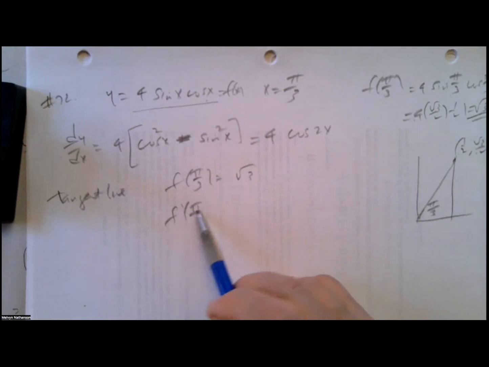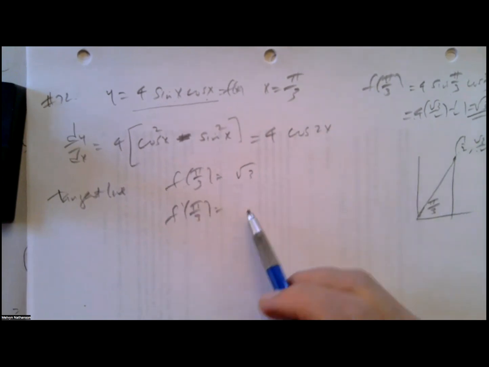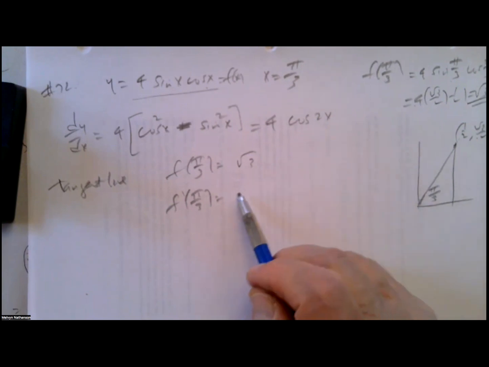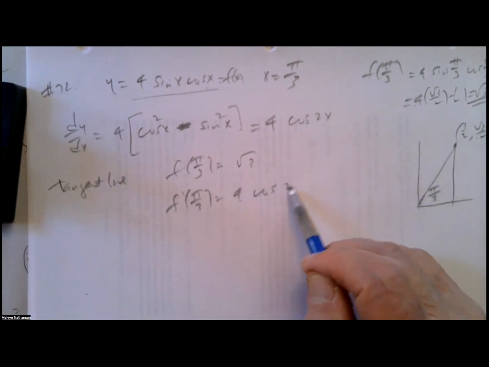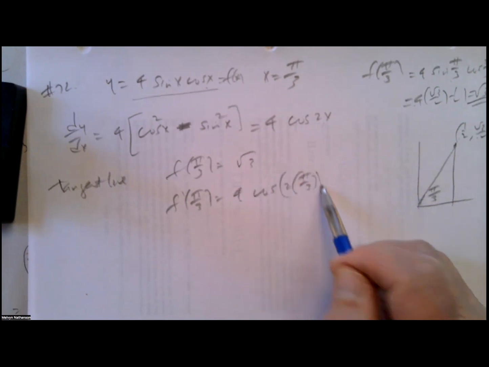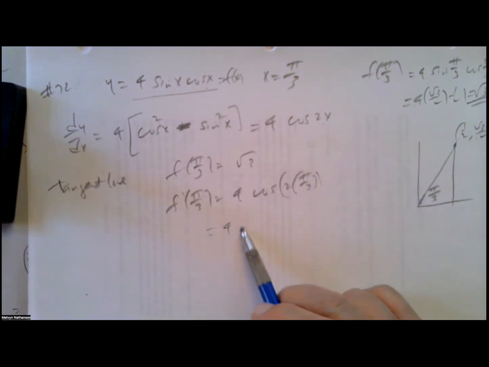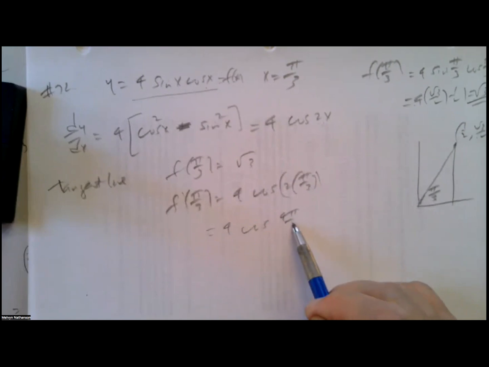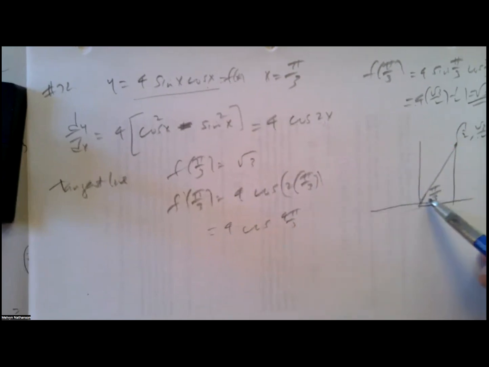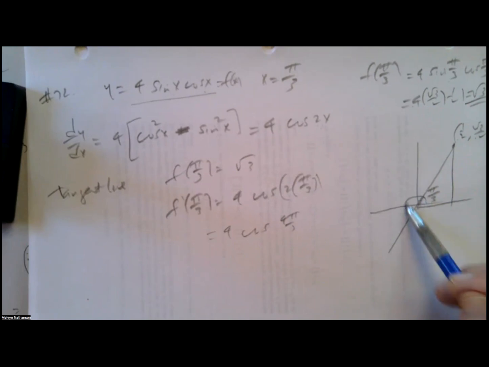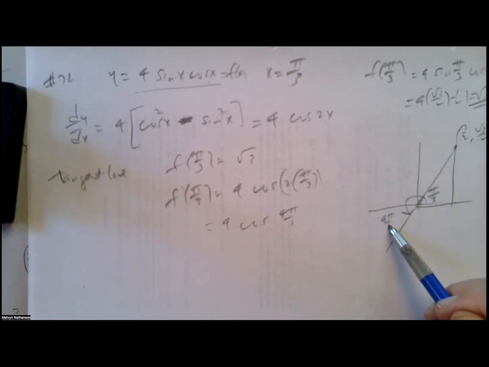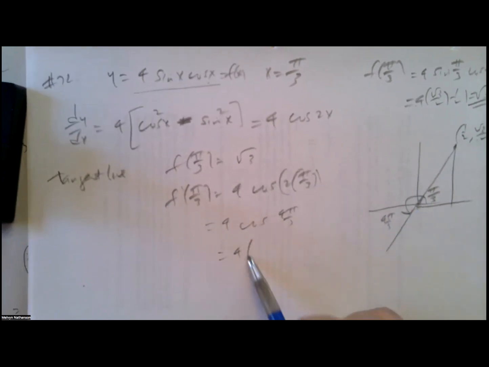What's f prime of pi over 3? This is pi over 3. This is f prime. It's 4 times the cosine of 2 times pi over 3. That's 4 times the cosine of 4 pi over 3. This is 4 pi over 3. The cosine is minus a half. Yeah, minus 2.